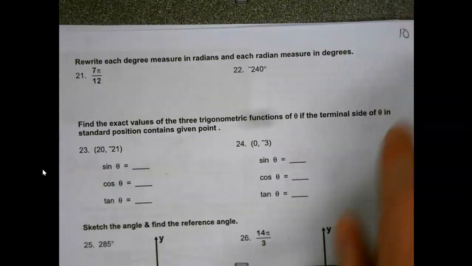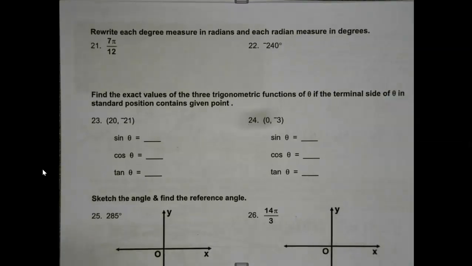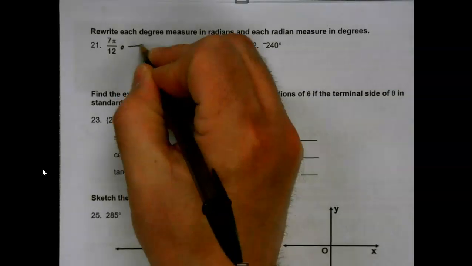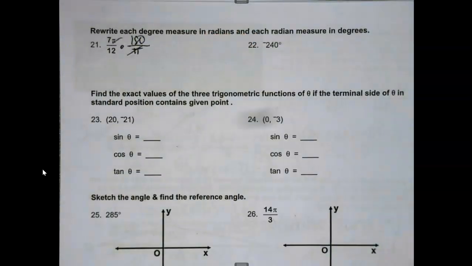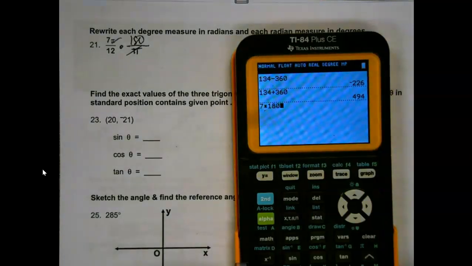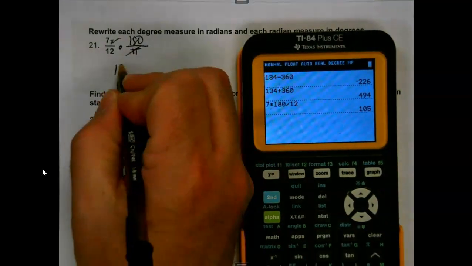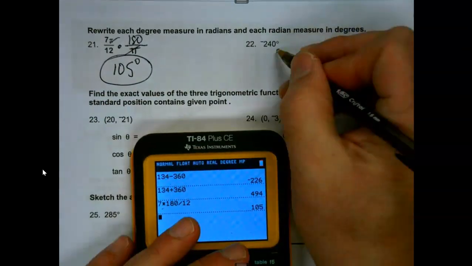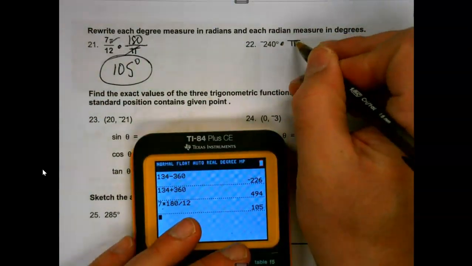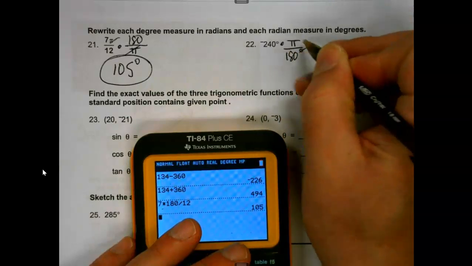Not bad. Not bad. Here comes the end. All right, let's see what we got. Rewrite the degree measure in radian and the radian measure in degrees. To make the pi go away, the pi has to be in the denominator. 7 times 180 divided by 12. Make sure to keep your degrees on it. If I need degrees, then I need to go to radians. The degrees go in the denominator.